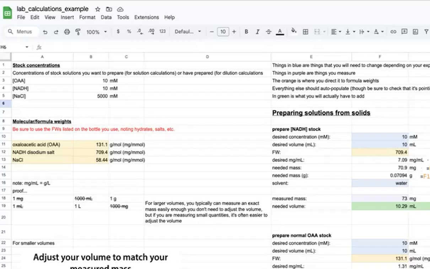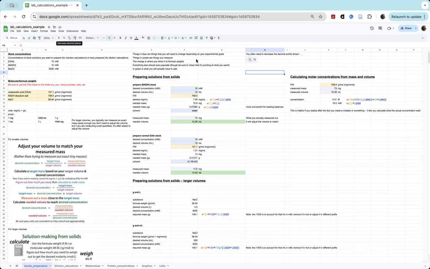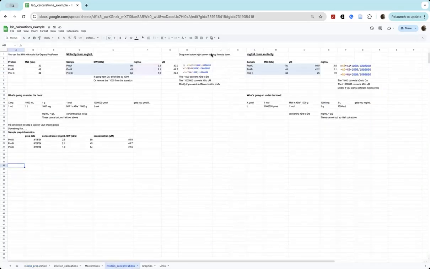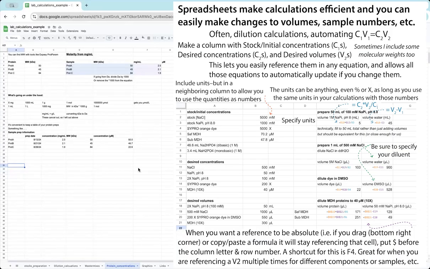A couple other quick notes. One is that you might need to decrease the number of decimal places shown, and it's often convenient to only show as many digits as you can get on your balance or something like that. You can do that easily over here, with similar buttons in Excel. Another thing is to drag down from the right-hand corner to copy the formula down. You can do all sorts of cool things, so you just need to play around.